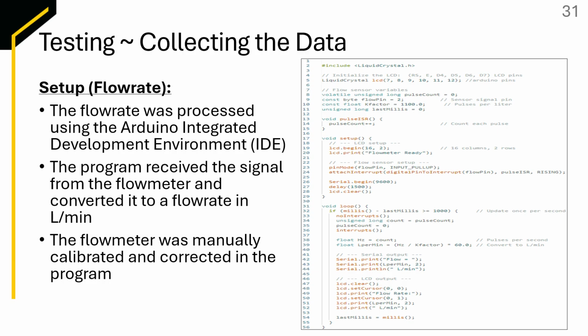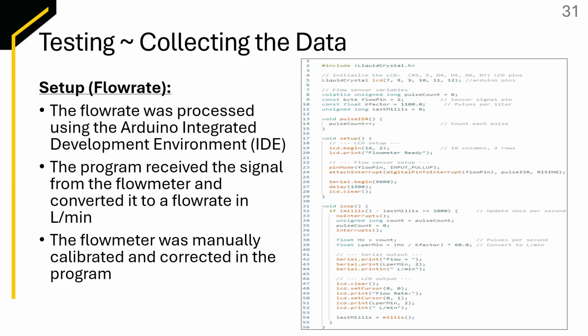The flow rate was processed through the Arduino Integrated Development Environment. The code received the signal and converted it into liters per minute. It also outputted the live flow rate to the LCD screen as opposed to the serial monitor output in the Arduino IDE. This facilitated the manual calibration of the flow meter.